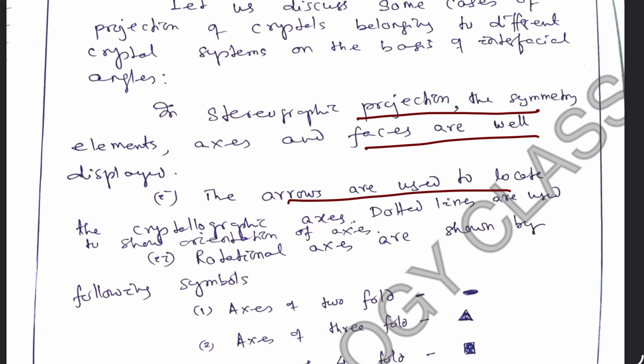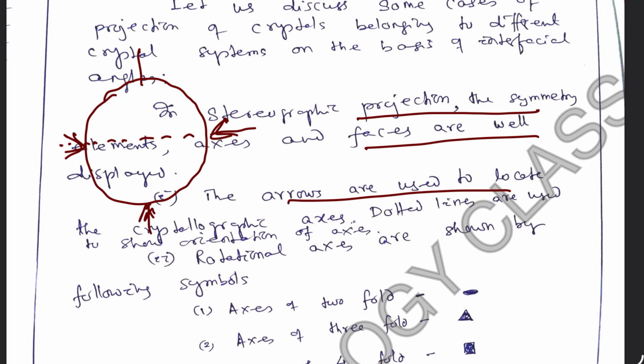So if this is the equatorial plane, we show the axes through arrows. This is A axis, this is B axis, this is C axis.